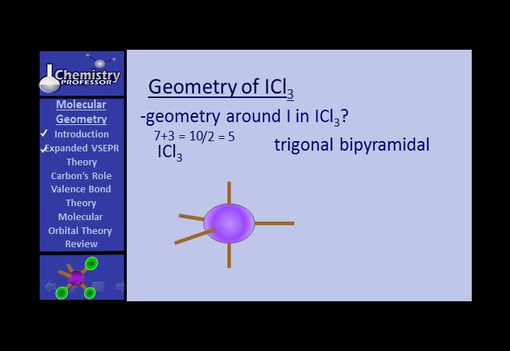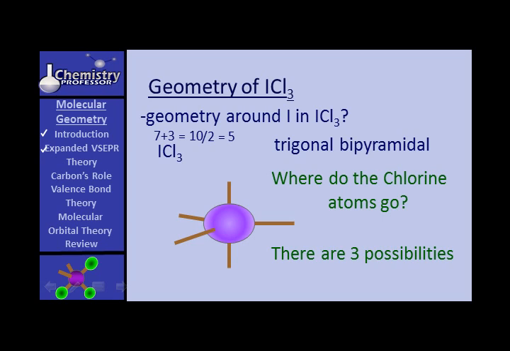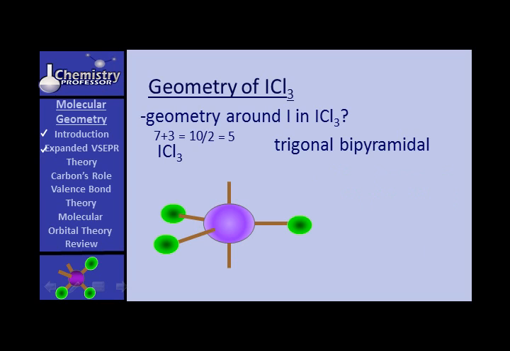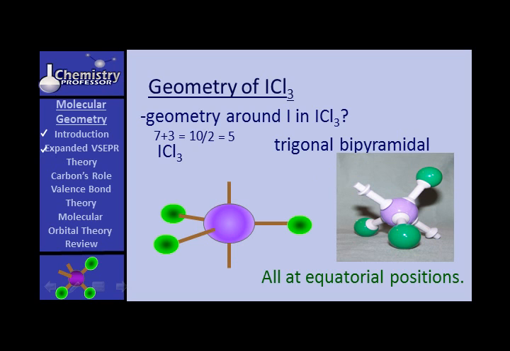Now here's the structure, the way it looks. You've got 5 possible spots. Where do the chlorines go? Well, there are three possibilities. We could put the chlorines here. These are all at equatorial positions. That looks good, doesn't it? And what's at the other two spots? Lone pair electrons. So in this one, we have a structure that looks something like this on the model. Okay, got a handle on that? Let's go to another.